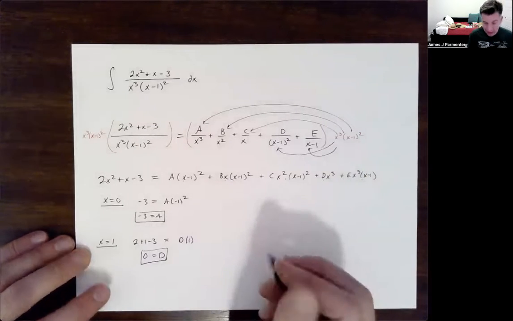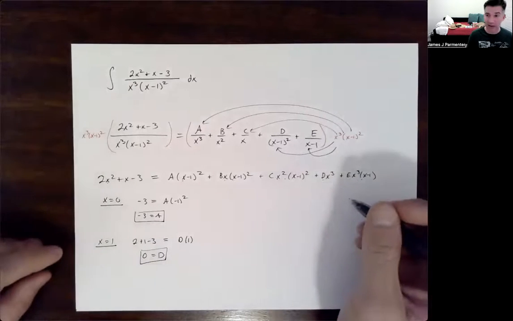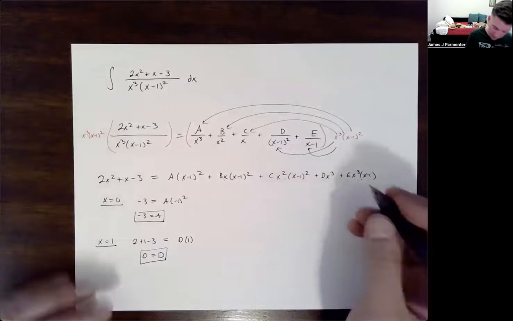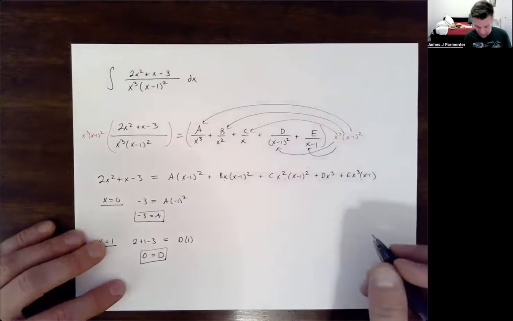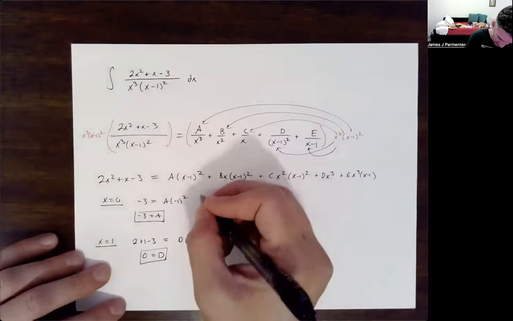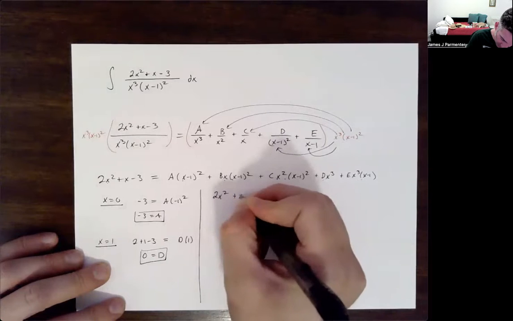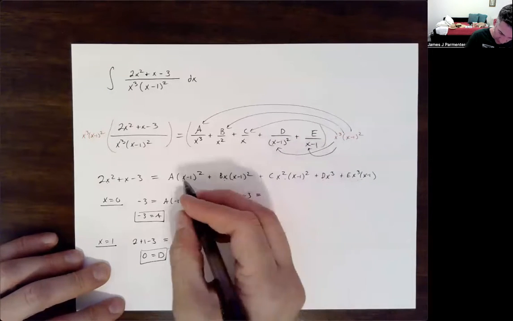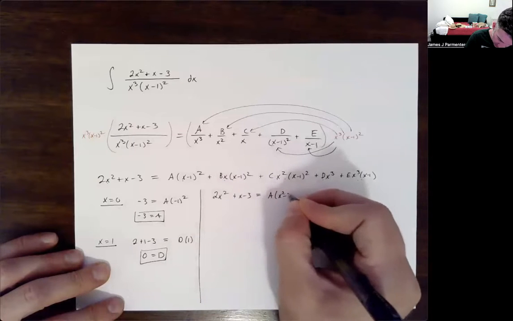Cool. Now we've reached the part of the game where we've run out of convenient values. And although you could start picking other values of x, it gets really messy, especially when there are still 3 more things to find. This is where I think we should do what's called equating coefficients. So if we were to multiply out, in fact, let's just multiply it out, even though it's kind of gross, it's not that gross. So here's what we've got. On the left-hand side, 2x squared plus x minus 3. On the right-hand side, you've got a times x minus 1 squared, which is x squared minus 2x plus 1.